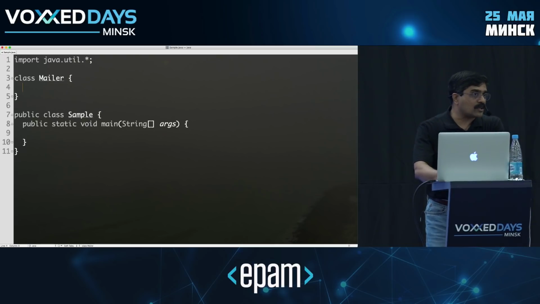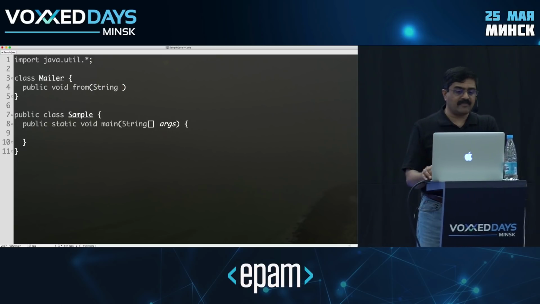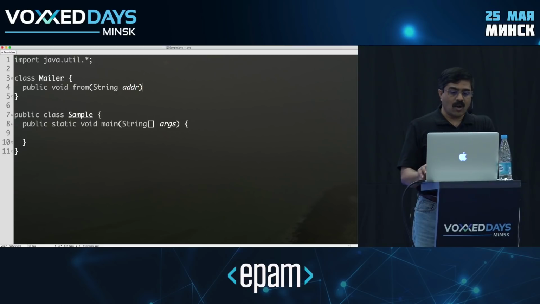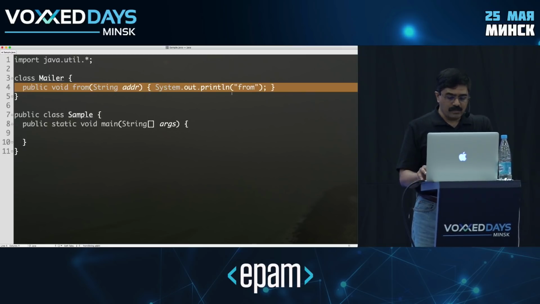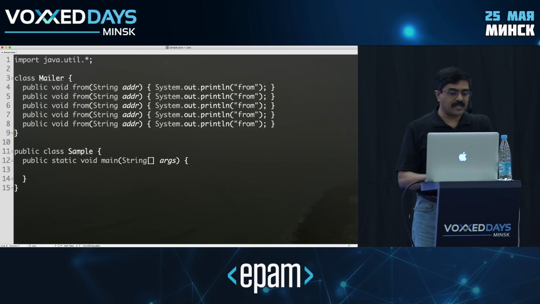Let's say the Mailer class contains a bunch of functions. A public void from, which takes an address right here. We'll call this some kind of a function, address. And all I'm going to do is simply output right here a from. Similarly, I'm going to have a few other functions. Let's call this to. Let's call this body.